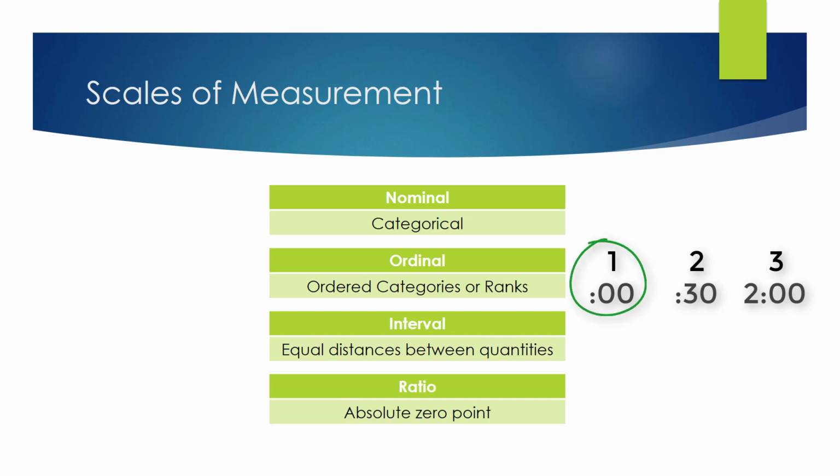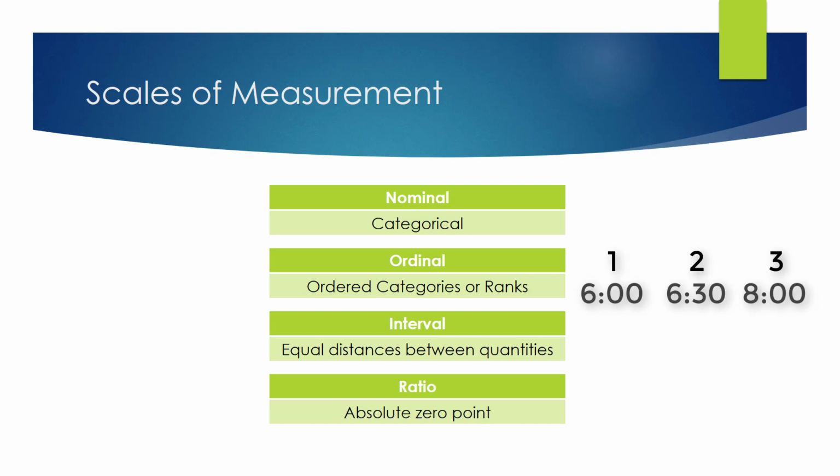In contrast, a ratio variable would be seconds of the entire race because the 0 point represents an absolute lack of racing or running. It's an absolute 0 point.